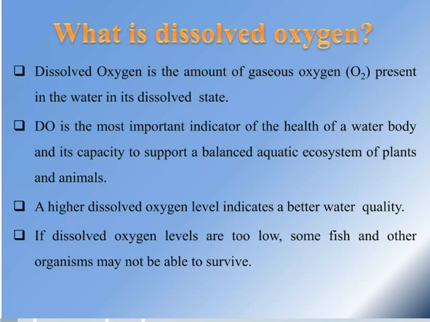Dissolved oxygen is the most important indicator of the health of a water body and its capacity to support a balanced aquatic ecosystem of plants and animals. A higher dissolved oxygen level indicates a better water quality. Very important point. If dissolved oxygen levels are too low, some fish and other organisms may not be able to survive.